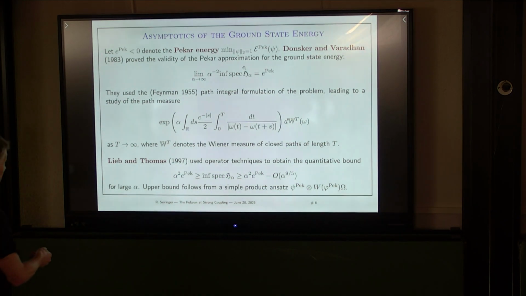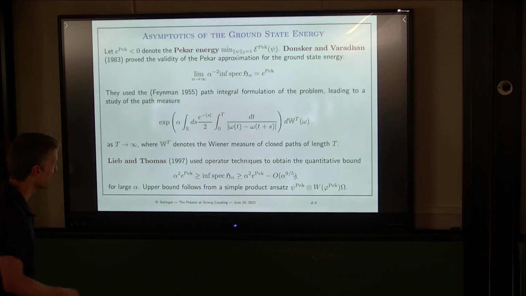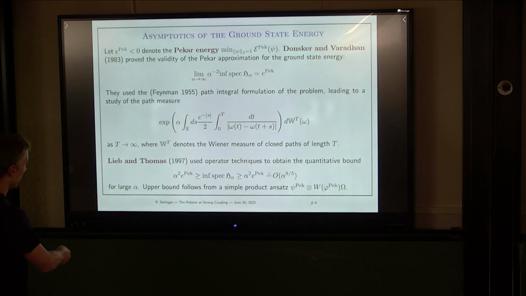Later, Lieb and Thomas gave a different operator theoretic proof, which was also quantitative. They proved that the ground state energy of the Fröhlich model is bounded from below by the classical problem, alpha squared times the Pekar energy, up to terms which they could quantify as O of alpha to the 9/5. There's also a trivial upper bound, by the way. The classical model is always an upper bound, as you can see by a product ansatz.